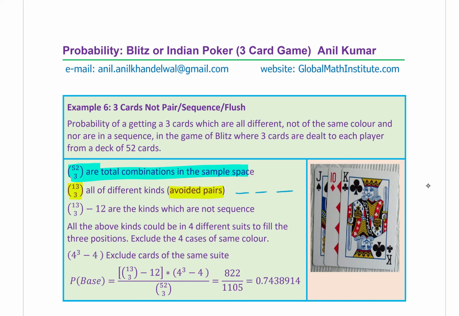So 3 of different kinds, and there are 13 kinds in all. Now, out of these kinds, they could be arranged in a sequence. So we have to avoid those 12 also, correct? So minus 12 is to avoid the sequence part of it. Now, all the above kinds could be of 4 different suits, and that is how we get these 4 cube.